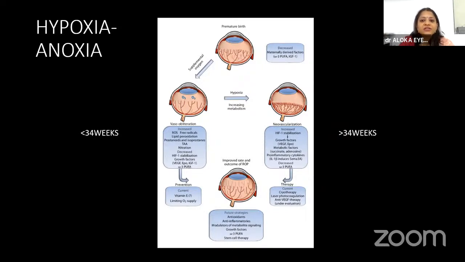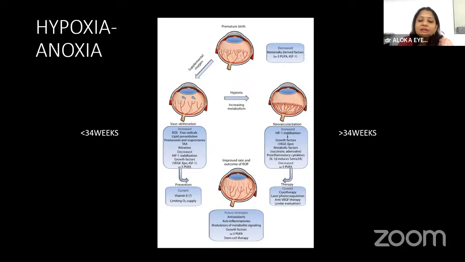But slowly, as the child grows and the oxygen requirement of the body goes down, we start lowering the oxygen systemically, and that is when this hungry retina does not know what to do. So now it goes into a vasoproliferative phase where new vessels start getting built up. There is an increase of VEGF and other vasoactive factors like IGF, and then there is a lot of neovascular proliferation.